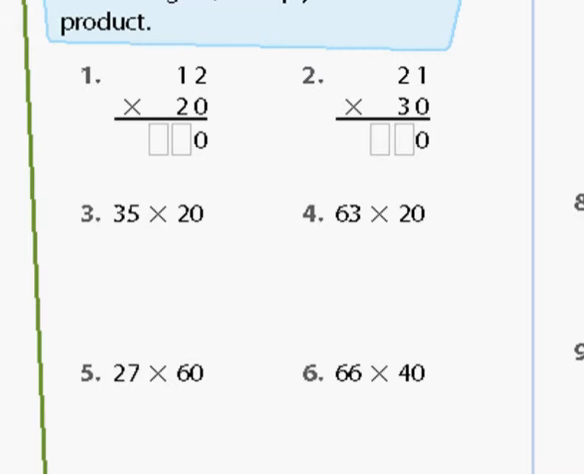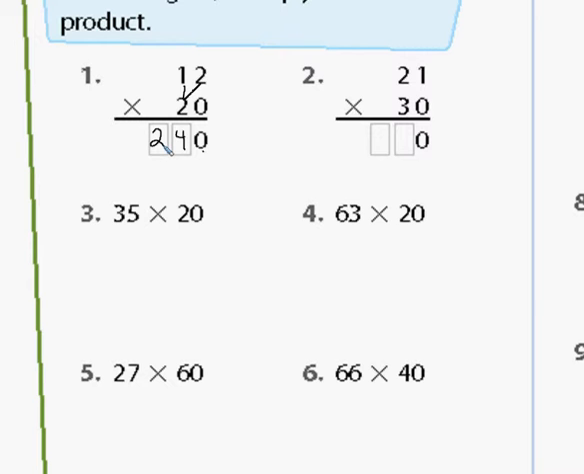This is one of the worksheets we're working on in class, and on problem number 1, I'm multiplying 12 times 20. Since there's a zero in the ones place, we can just bring the zero down and put it in the ones place. The next step is to multiply 2 times 2, and 2 times 2 is 4. Then multiply 2 times 1, and 2 times 1 is 2. So 12 times 20 is 240.